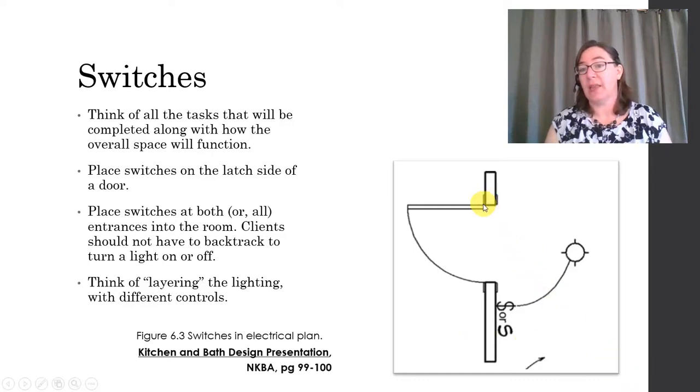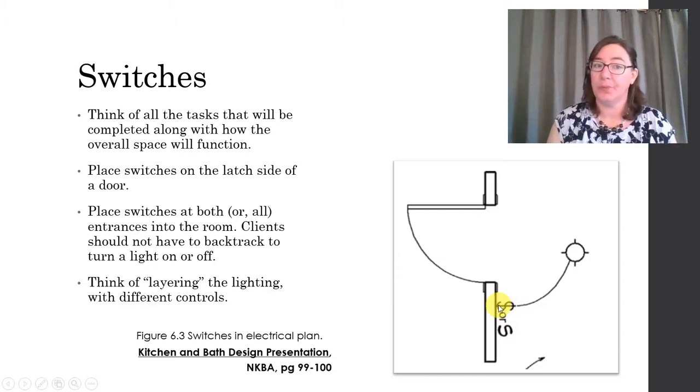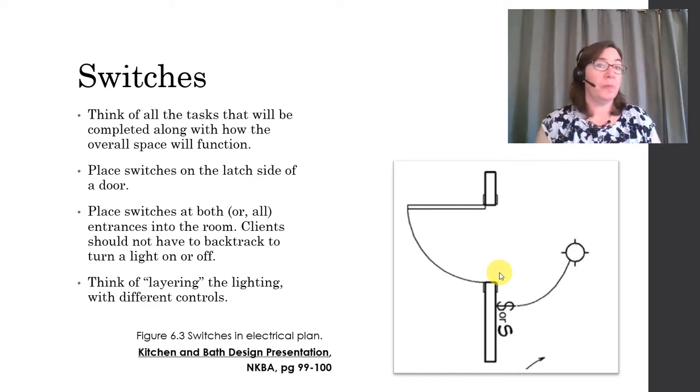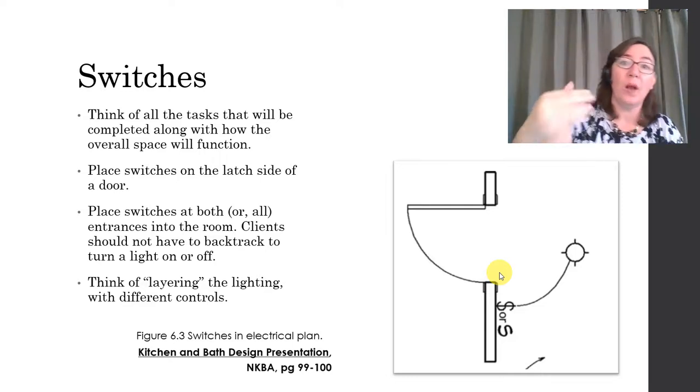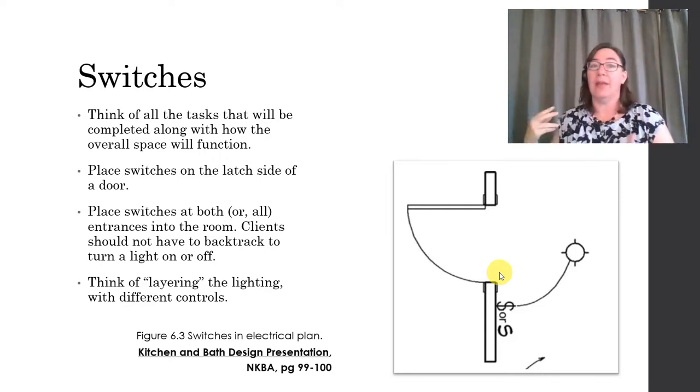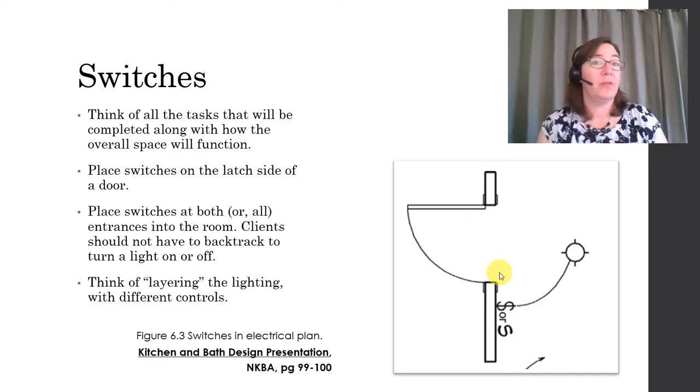Here's the hinge side, here's the latch side. As you walk into this room, you would reach for the light switch at the latch side of the door. Place switches at both, or all if there's more than two, entrances into a room. Your clients, your users, shouldn't have to walk into a dark room and fumble around looking for a light switch, or have to backtrack to a different location to turn the light on and off.